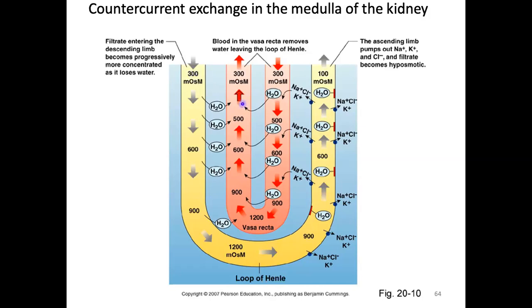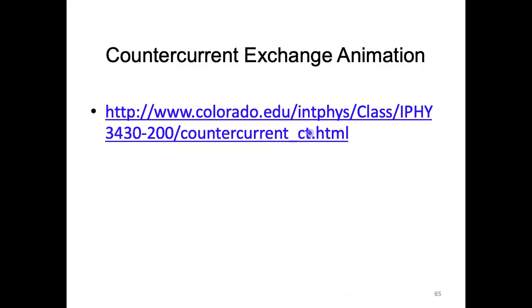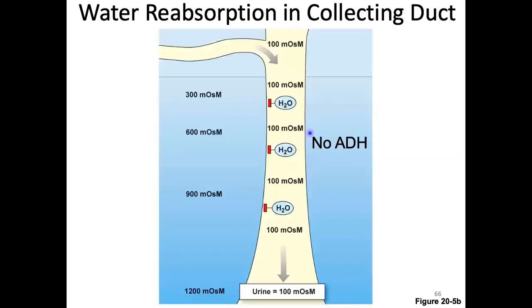The urine is 300 milliosmoles, goes to 600, 900, 1200, and then back up to 100. Notice that this is telling you that water can't move, right? So this side is impermeable to water movement. There, you can look at a countercurrent exchange animation here. Take a look at that one.